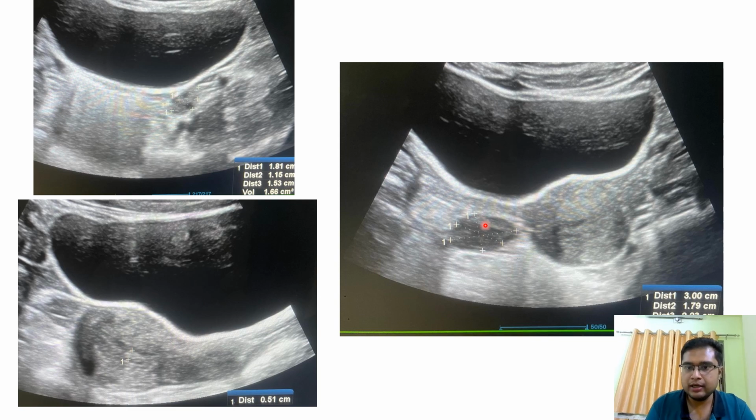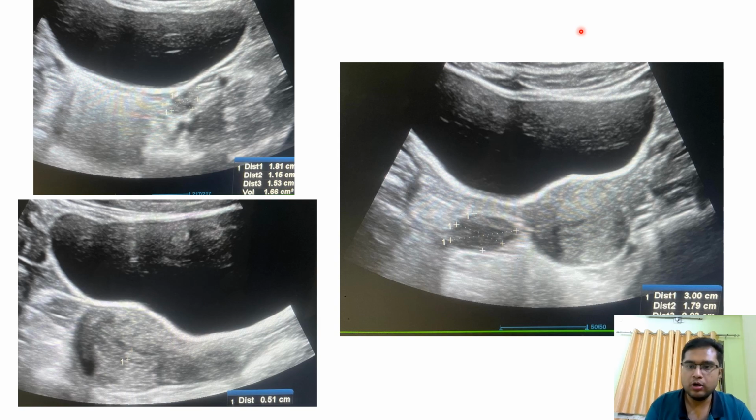This is the scan that I did, and this is the measurement of the right ovary, which is within normal limits. This is the measurement of the left ovary. You can see some follicles as well, and this is the endometrial thickness. There's no free fluid in the POD, no pelvic free fluid, no tenderness, no pain abdomen, just some spotting, and UPT was positive. She was very inquisitive, asking why the UPT is still positive when she has taken MTP pills and there is no RPOC.